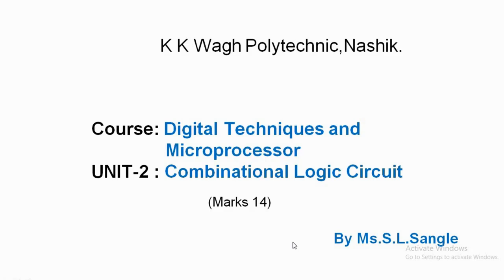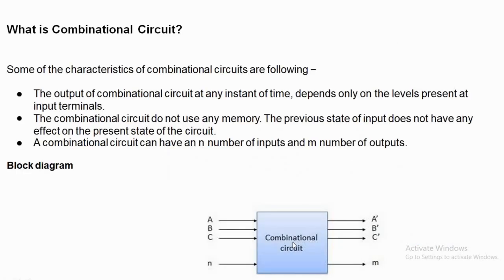In this course, today we will start our second unit, that is combinational logic circuit. The marks weightage for this second unit is 14 marks. So first, we will see the concept of combinational circuit. Here are some characteristics related to combinational circuits.